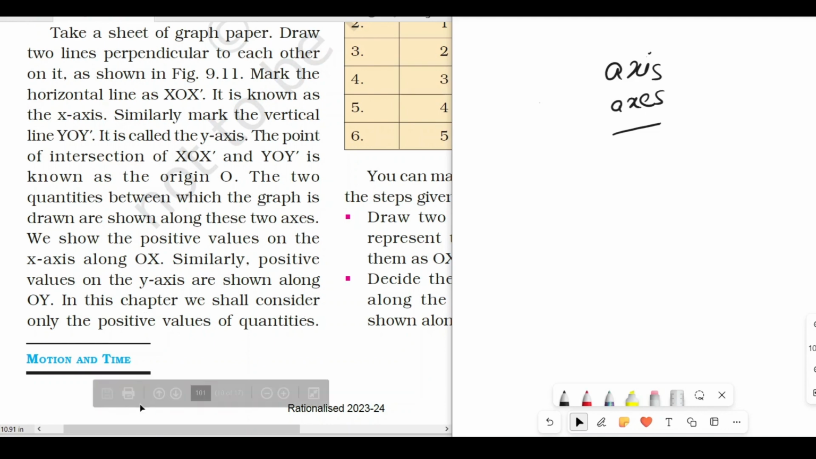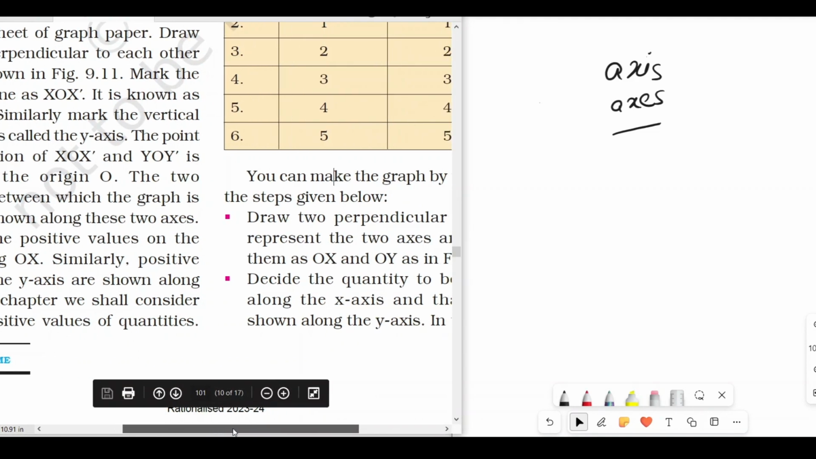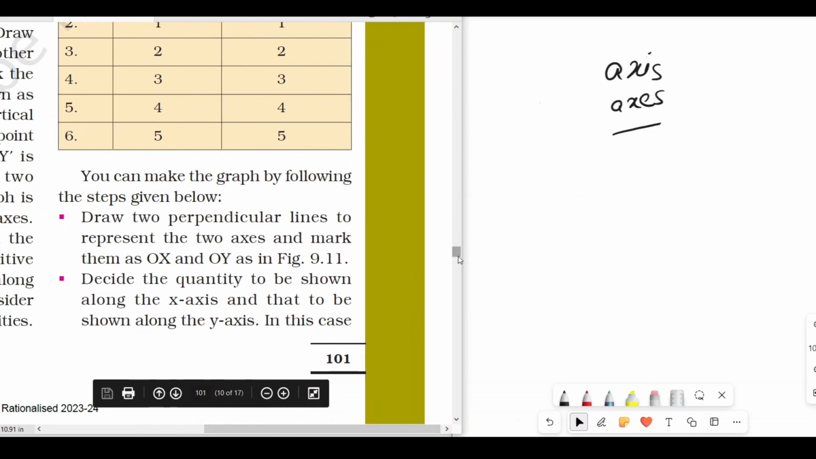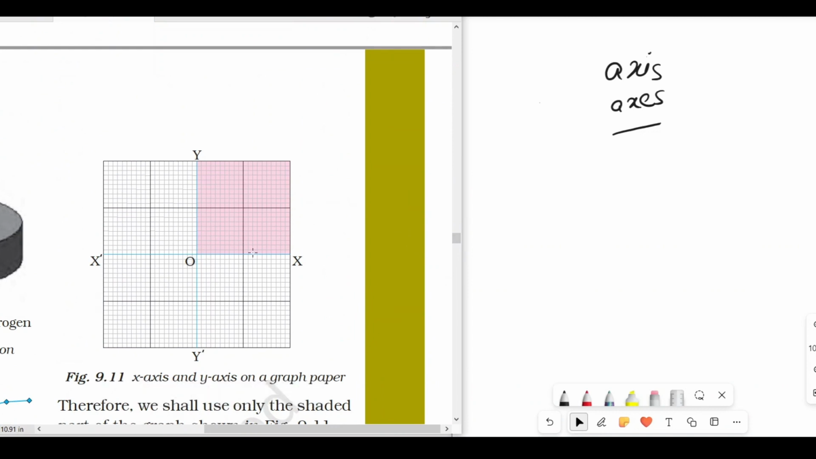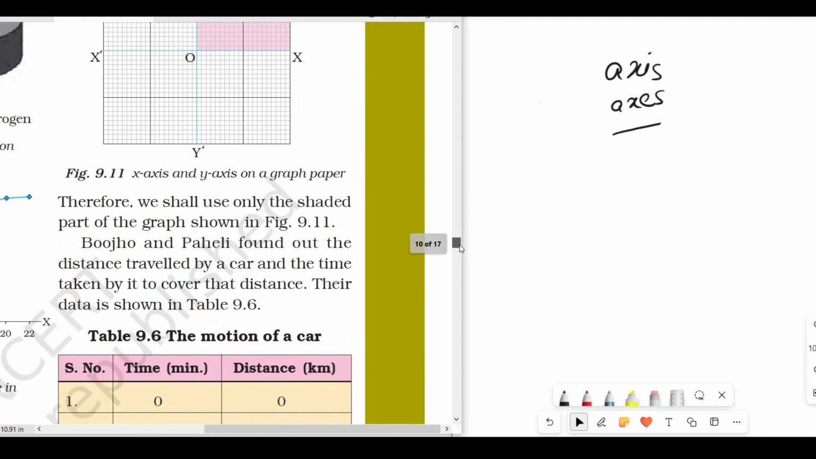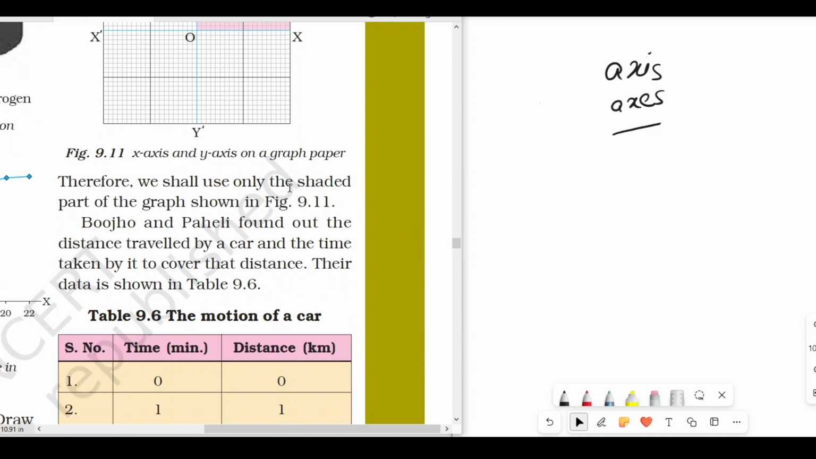In this chapter, we shall consider only the positive values of the quantities. तो इस चैप्टर में हम सिर्फ और सिर्फ पॉजिटिव वैल्यूज पढ़ेंगे जो कि इस तरफ आएंगी और y एक्सिस के लिए ऊपर की तरफ आएंगी. So this pink area for you will have all the positive values. In this chapter, we will only study the positive values. Therefore, we shall use only the shaded part of the graph shown in figure 9.11. Okay.